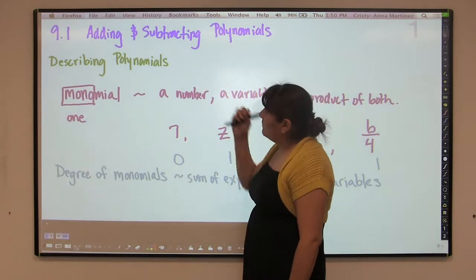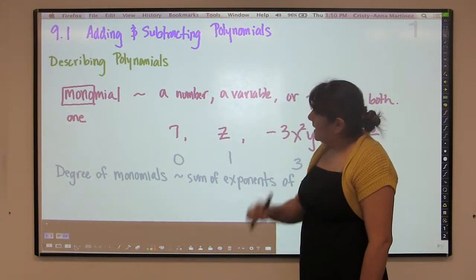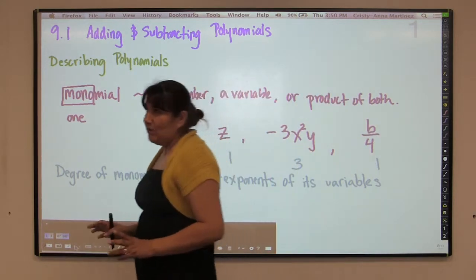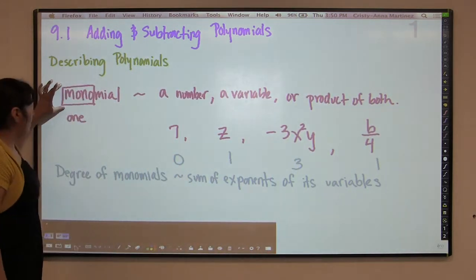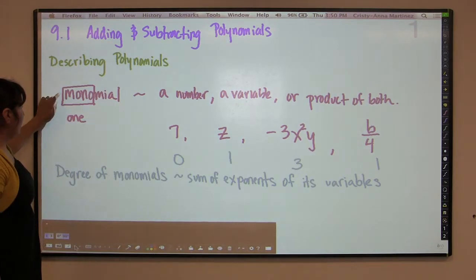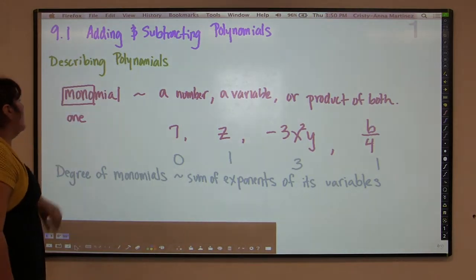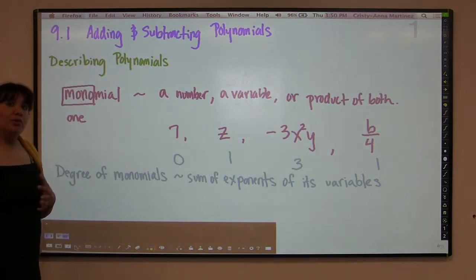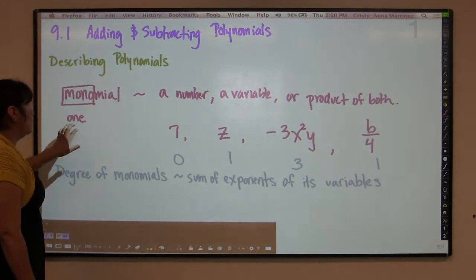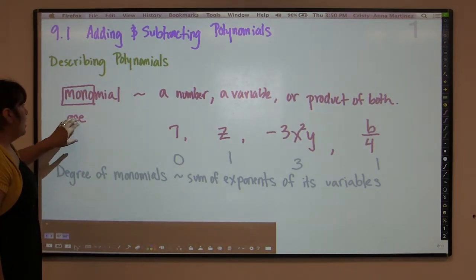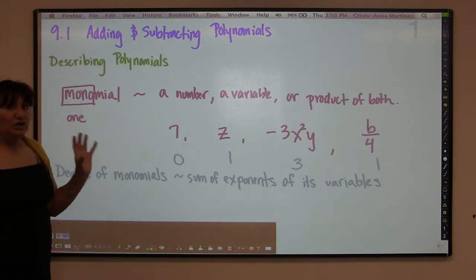So the first part here we've got going on is describing polynomials, and the first vocabulary word, if you will, is this word here, monomial. You will notice that I boxed the word mono. A lot of you guys probably already know the root mono means one. And so a monomial is basically one term.